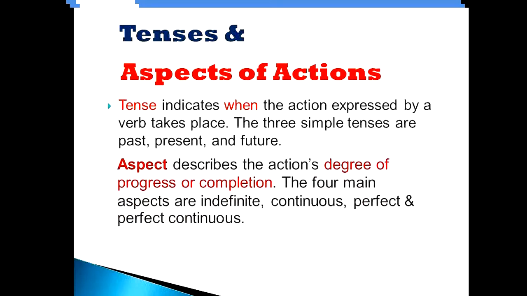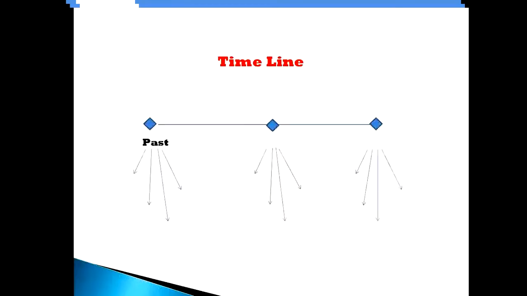Aspect describes the action's degree of progress or completion. It actually tells about the condition of the action, whether it is completed, going on, routine, or what.